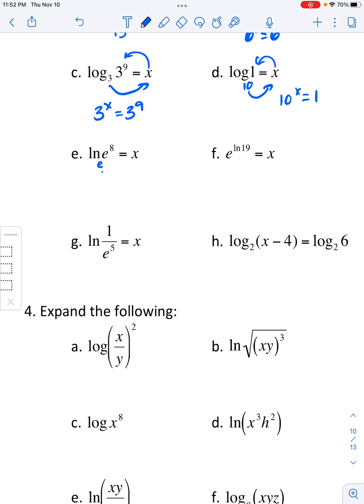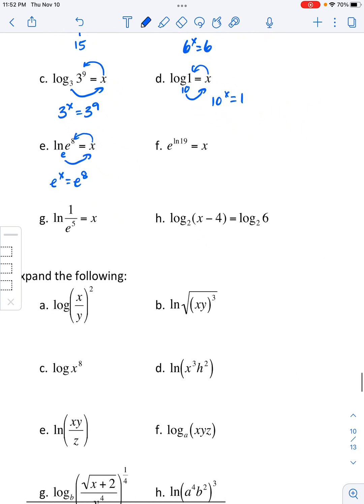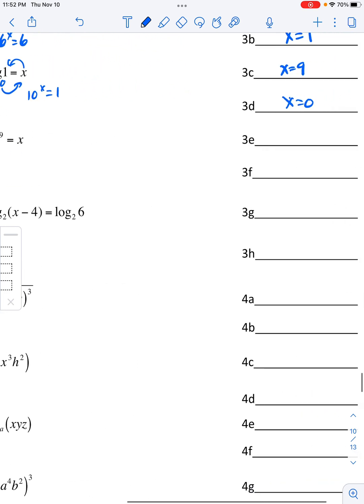All right. This is an ln question, but this is ln base e. So you can think of it a couple different ways. This is saying e to what power equals e to the 8th. That's probably the easiest way to do it. And so we'll stick with that. And the only way that's going to be true is if my x value is 8.